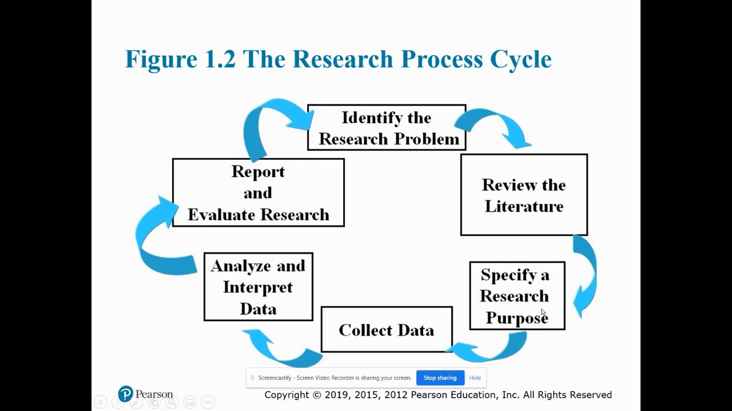And then you're going to specify the purpose for your research is the next step. And then you get to collect data. So you get to decide how you're going to collect your data. What methods are you going to use? And then that brings you to analyzing and interpreting your data. So that way you can go and report and evaluate your research. So these are the main 6 steps on how to conduct research. And these are going to be done within this course, and we're going to break it down and do step by step by step.